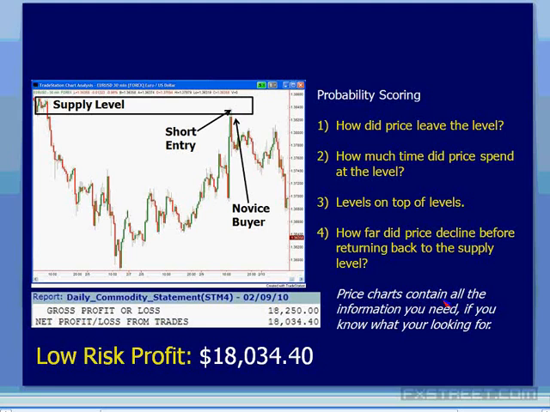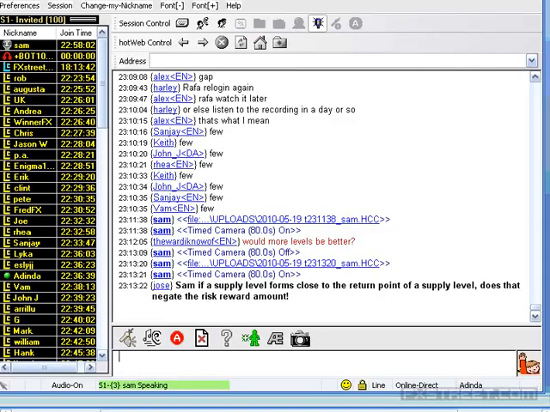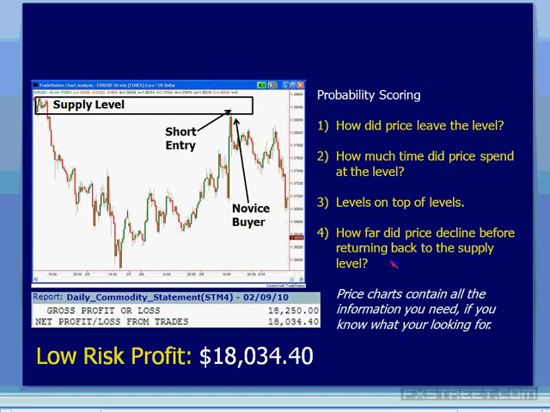Jose, yeah, the short answer there would be yes, because you don't have a profit margin. And Jose, this next one, number 4, is talking pretty much about that. So let me know if you have any other questions after this one. So number 4, how far did price decline before returning back to the supply level? This number 4 hits on 2 important things for us: probability and profit margin. 2 things we definitely want to have, especially that number 2.